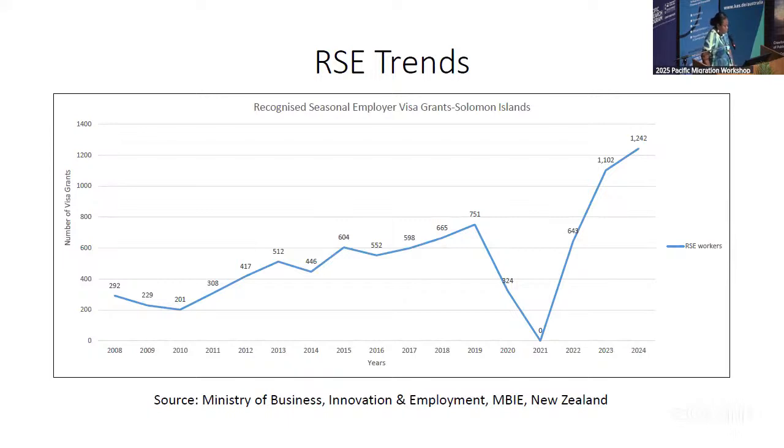So this graph is just to show the number of visa grants that were recorded with New Zealand immigration over the years for Solomon Islands. We were not able to have specific data on the number of people going on the RSE scheme. We are working on it using the IRD, but these are visa grants that were recorded with New Zealand immigration.